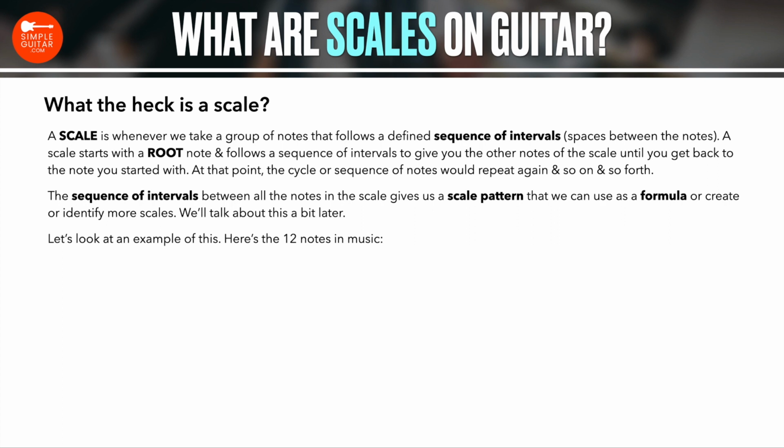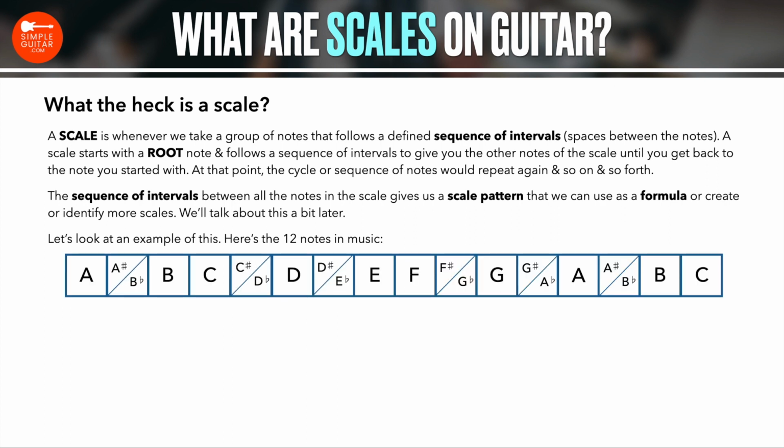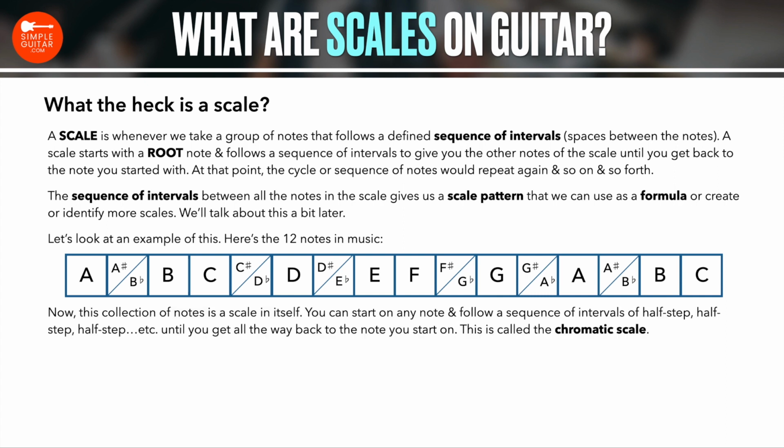So let's look at an example of this. Here's our chromatic scale, the musical alphabet, all 12 notes in Western music, okay? Now this collection of notes is a scale in itself.